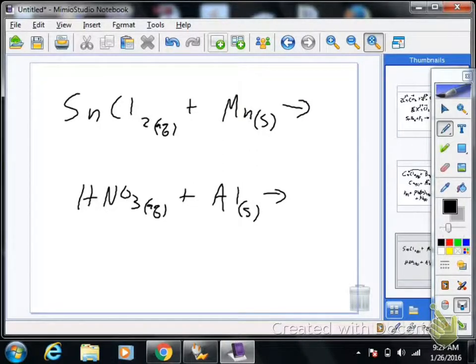Now, these are all single displacement, and we need to decide if they happen or not. We look at Mn and Sn. Mn's above Sn. I said make Mn a plus 2 if it does replace. So Mn will replace Sn and go with the Cl. We write one of each. So it would be MnCl. Mn's a plus 2. Chlorine's a minus 1.